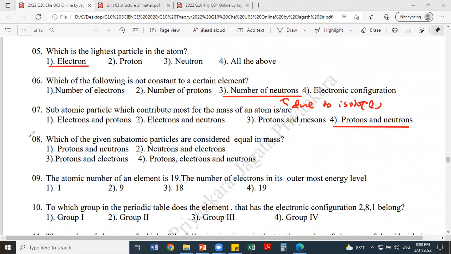Very good. We'll do only up to 10. Which of the subatomic particles are equal in mass? Which pair are equal in mass in an atom? What about the other students? Rashmina? Protons and neutrons, sir. Chanal? Chamadi? Afan? Protons and neutrons. Yeah, very good. They are approximately equal in mass.